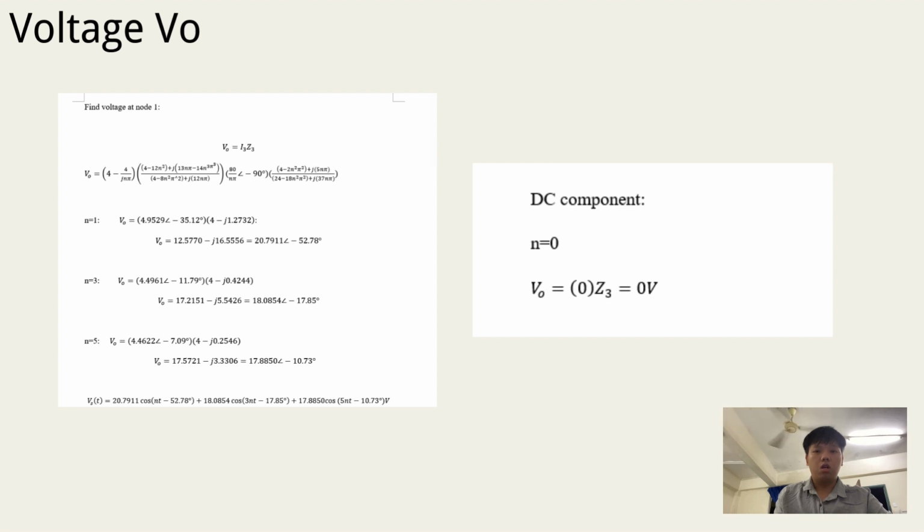After that, we sum all these values to find the Vs. For the DC component, we know that n equal to 0, then we substitute the 0 into the formula and the voltage V naught for DC is equal to 0.